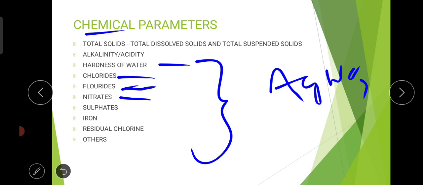Next one is nitrates. Nitrates can also be estimated by using the colorimetric method. Nitrates happen to contaminate water bodies whenever there are fields in and around. In the fields they use NPK, that is, artificial fertilizers. These artificial fertilizers, during the runoff, flow through and contaminate the water bodies.